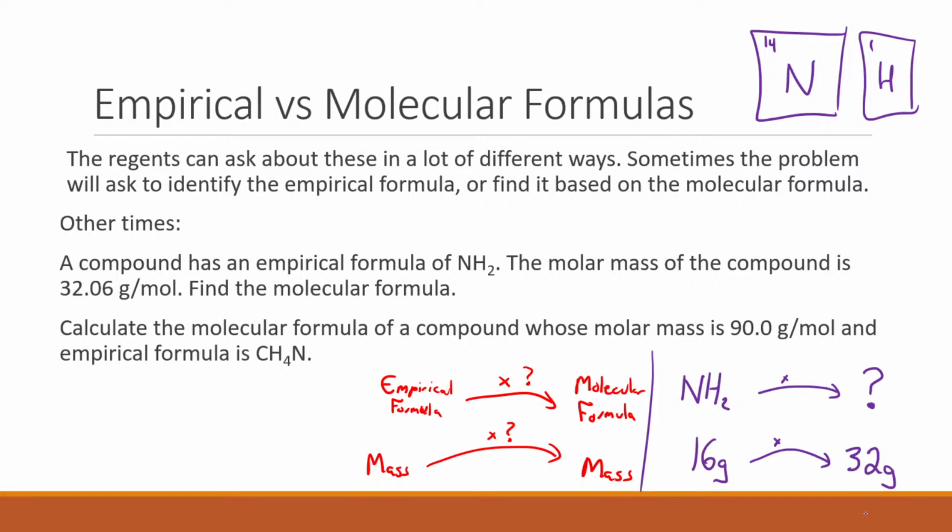Now I've got 3 of my 4 pieces. Now I can look at the relationship here. What do I need to multiply 16 by to get 32? That is a doubling. I need to multiply it by 2. If I multiplied the mass by 2, I must multiply the formula by 2. Which means my final answer here is going to be double whatever this is.